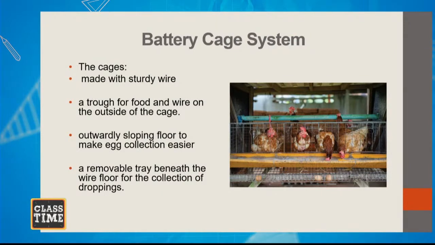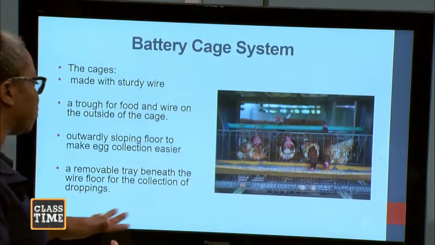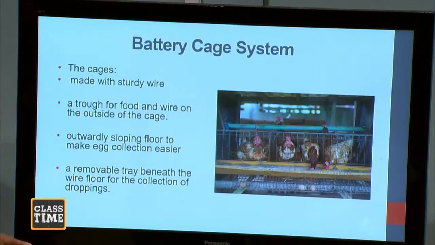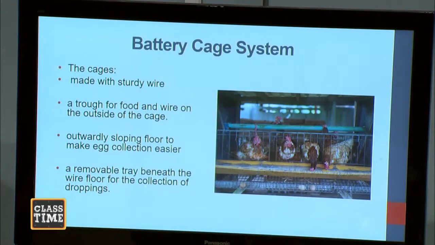So these are the animals in these small cages. You're going to have their feeding trough on the outside so that they can eat. And then when they lay their eggs, it's going to roll down into what we call this area right here, so that you can have easy collection of the eggs. And then underneath the wire cages, you want to put a tray there to collect all their waste. But most persons prefer to use the deep litter system and not the battery cage system.